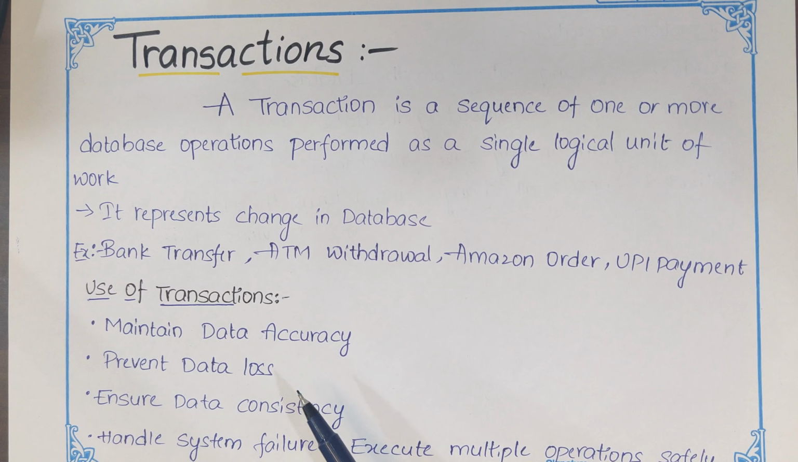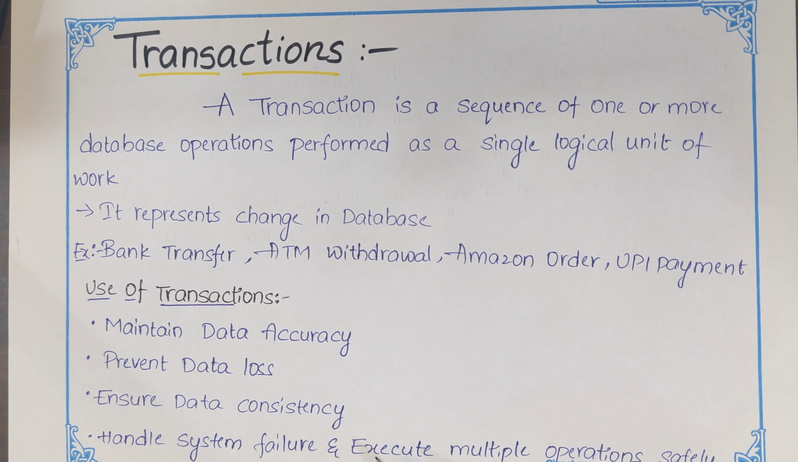Next, ensure data consistency. Consistency means the database always remains in a correct state. If some amount leaves one account, the same amount should reach the other. Let us consider the amount was 1000 rupees. If 1000 rupees leaves one account, the same 1000 rupees should reflect in the other account, right? So the remaining total should stay the same.